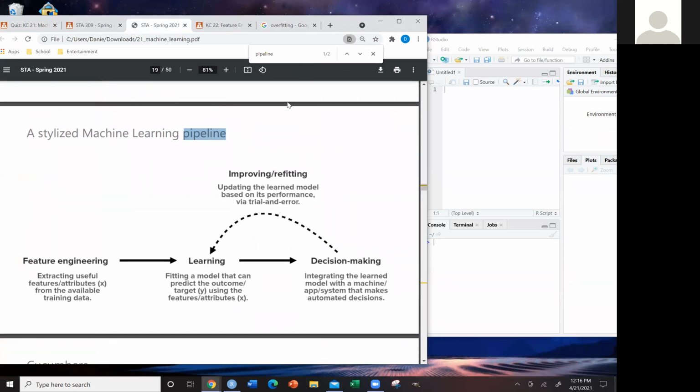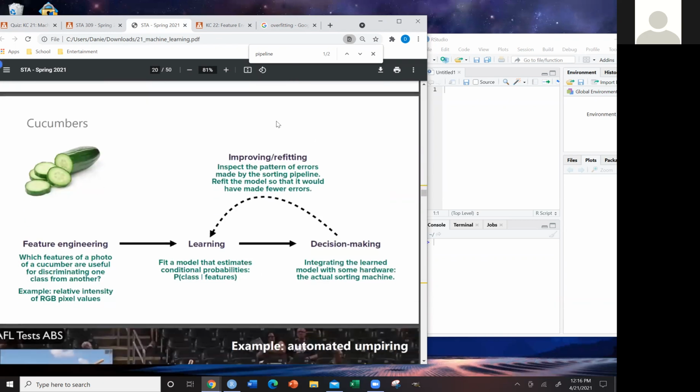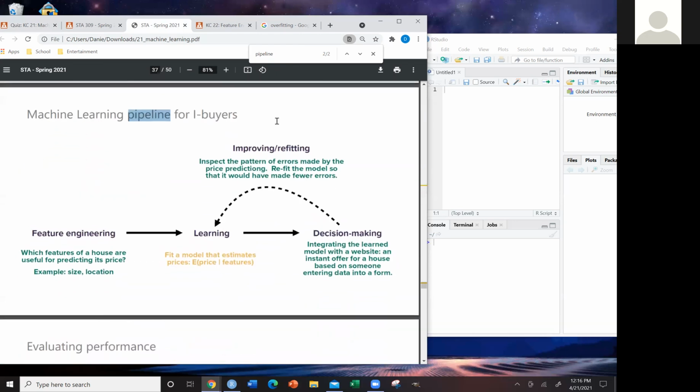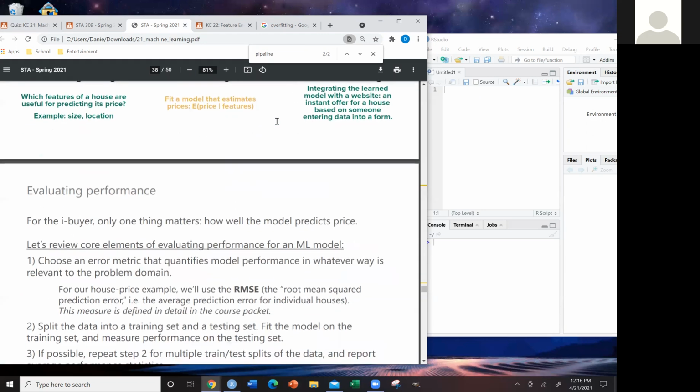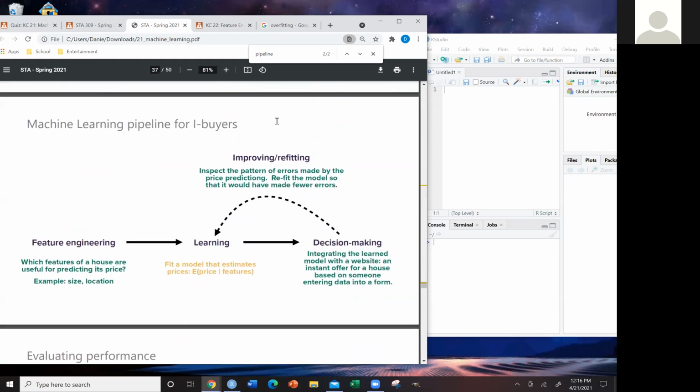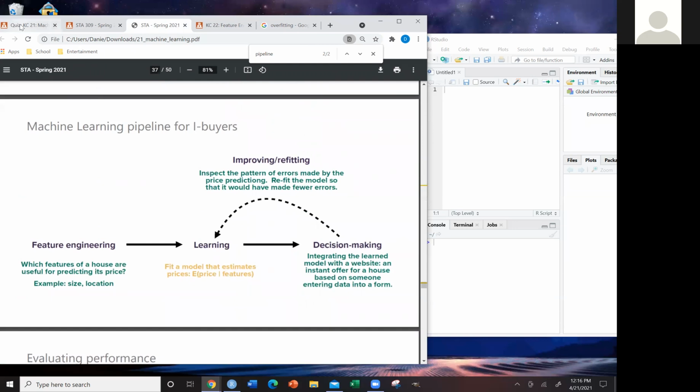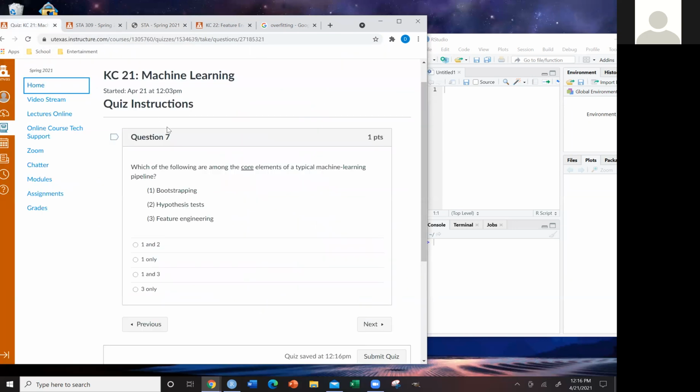Feature engineering, learning, decision making, improvement, refitting. It doesn't say hypothesis testing in here. I would scroll down just a little bit because maybe the next slide also has more. I was talking about a specific example about cucumbers. So let's see which of these 4 ideas pop out in the answers. Feature engineering is one of them. Bootstrapping isn't one of them, and hypothesis tests were not one of them. So I'm thinking it's 3 only. Yeah. Okay.